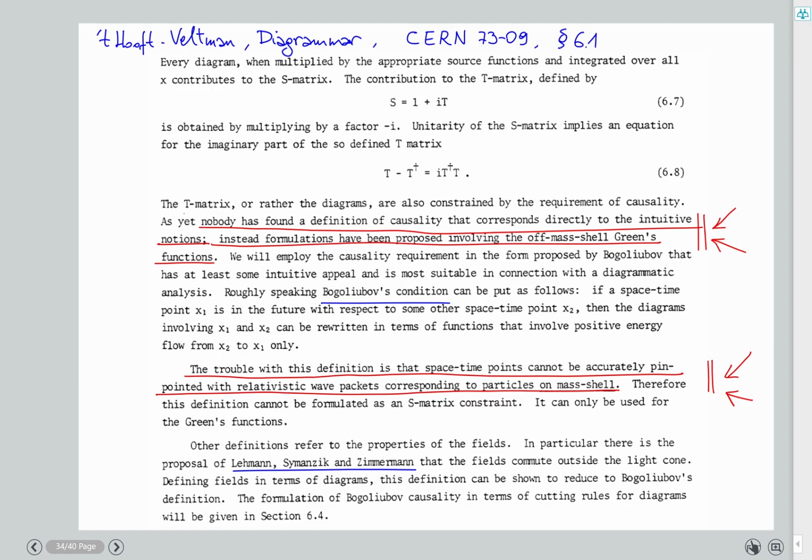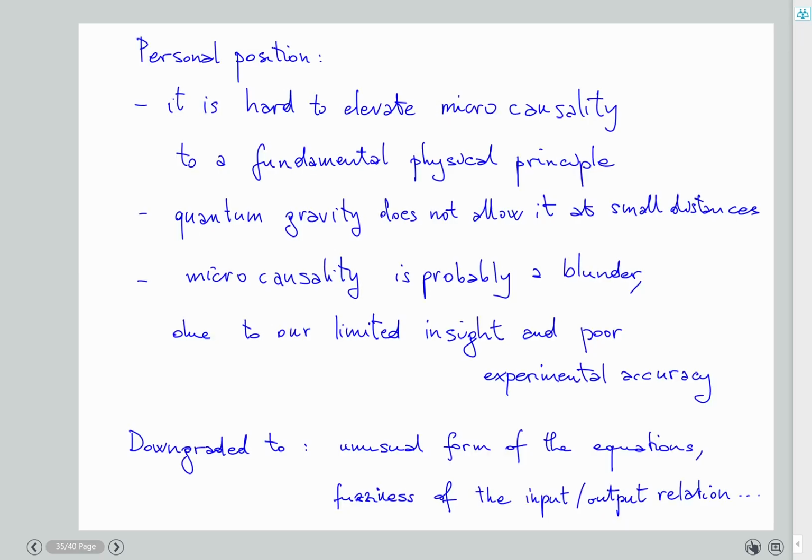About causality, you should also be aware that there is no notion of causality in quantum field theory, aside from quantum gravity, in the standard model. This is 't Hooft-Veltman diagrammar, where they warn you that Bogoliubov's definition is off-shell, it's not something observable, and the Lehmann-Symanzik-Zimmermann definition of commuting fields outside for space-like separated distances is also a non-observable definition. It depends on the gauge fixing, it depends on... So in my personal view, it's very hard to elevate microcausality to a fundamental physical principle.